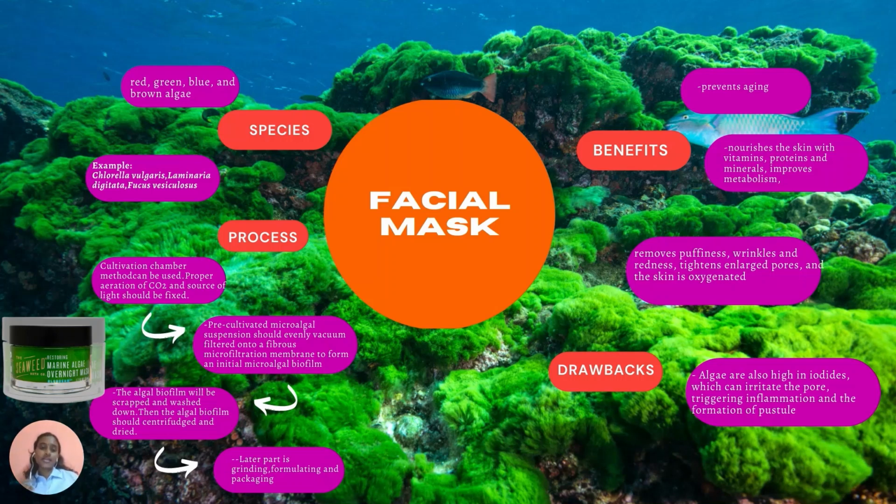Next is the process of algal facial mask. The best method to produce this is the cultivation chamber method, in which a cylindrical dish is placed into an aquarium with fluorescent lamps on top of it as a light source. First, a carbon dioxide aerator will be used as the carbon source, and the concentration will be changed for each harvest. Light intensity will be adjusted by controlling the number of lamps in the chamber.